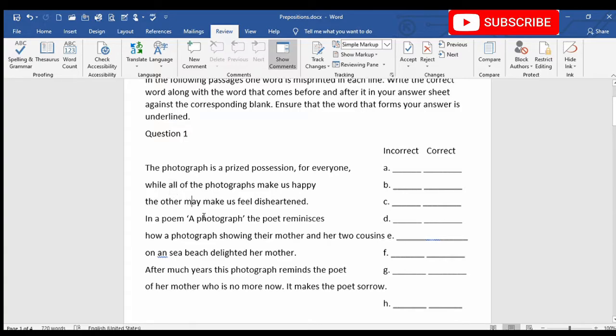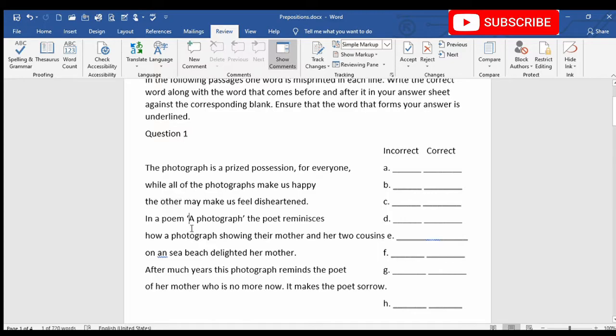The other may make us feel disheartened. So here it is clear that the moment I am saying "other", it's not that only that one photograph is making you feel disheartened. So it will be "the others". So here the word "other" will become "others". So I hope you have understood so far.